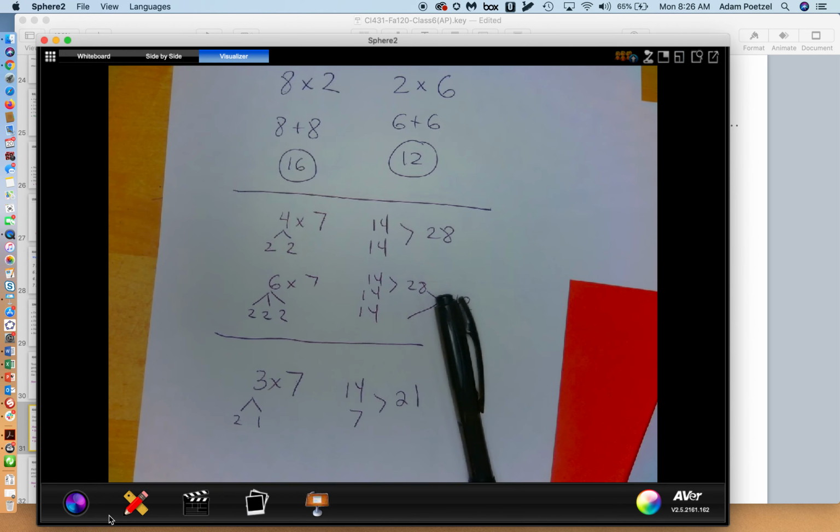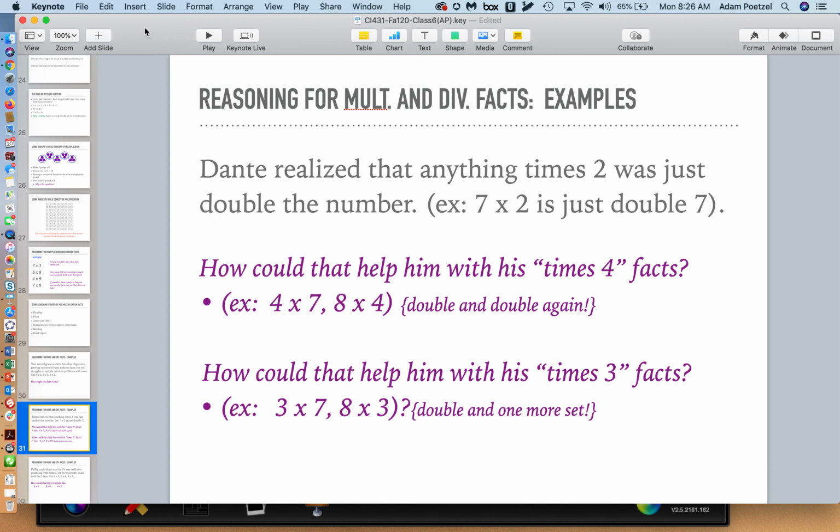And so we see how a double strategy can be applied to things like times 4 and times 3 facts. And I encourage you to think about 8 times 4 and 8 times 3, and pause the video to try that out.